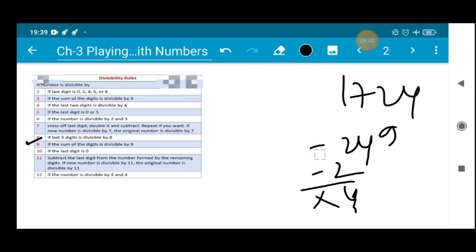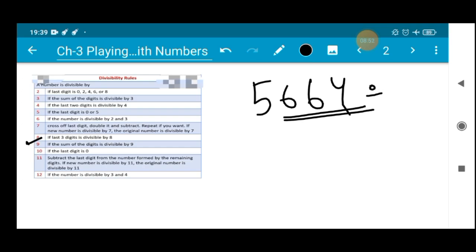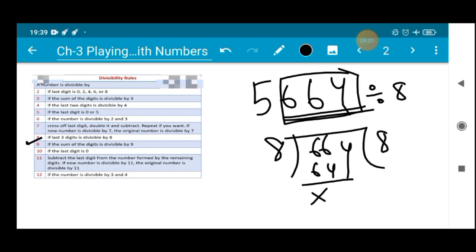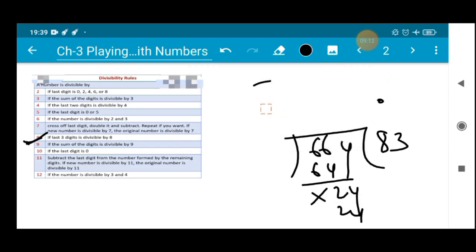Say you have another example, 5664. In order to check whether this number is divisible by 8 or not, we have to check whether the last 3-digit number is divisible or not. 8 eights are 64, 6 minus 4 is 2, 3 eights are 24. So yes, this whole number 5664 will be divisible by 8. So this is the way of checking whether a number is divisible by 8 or not.